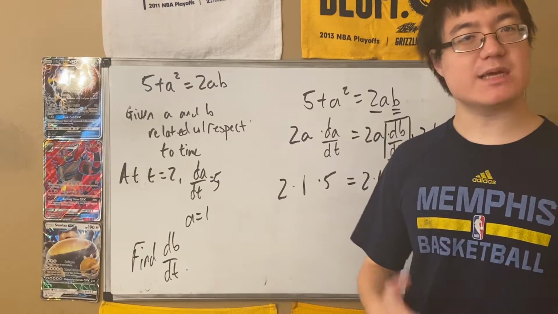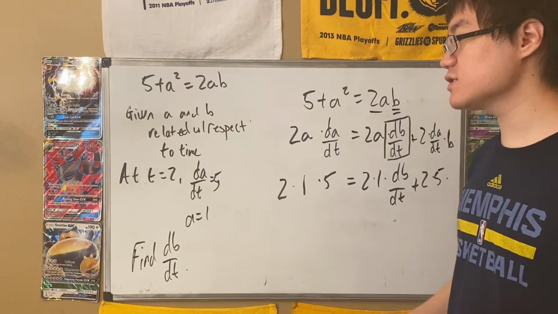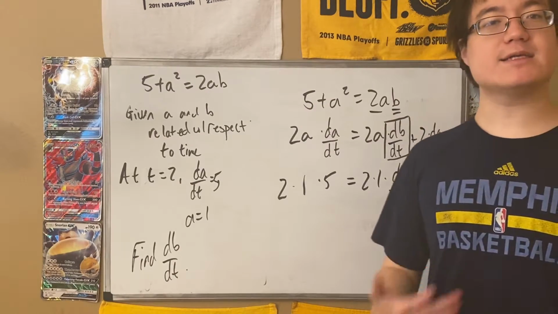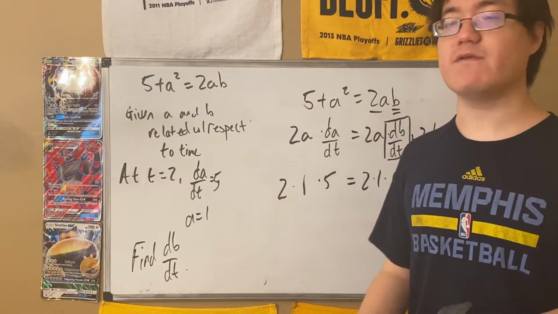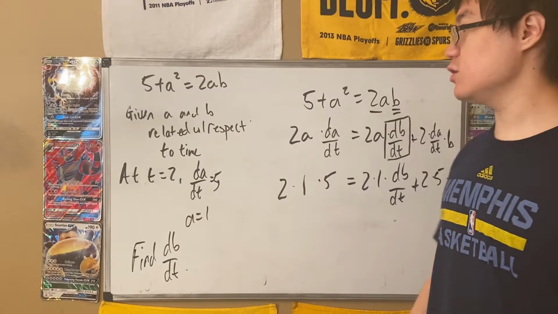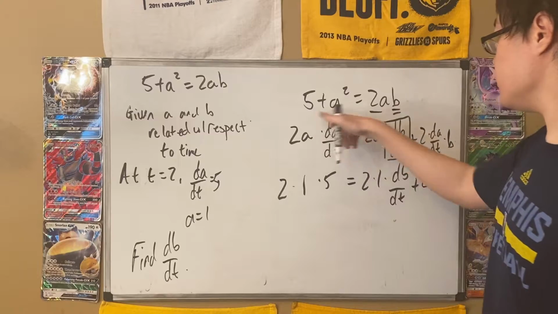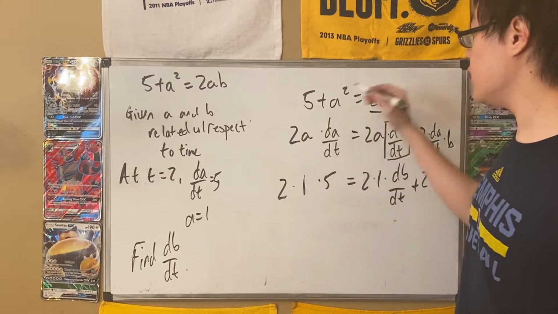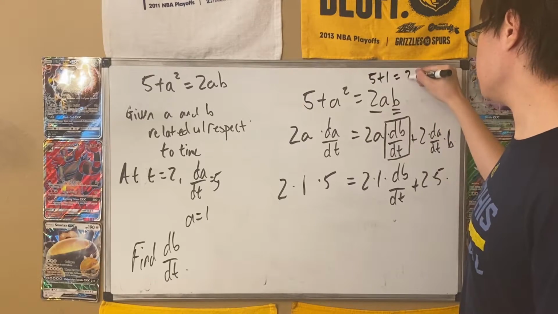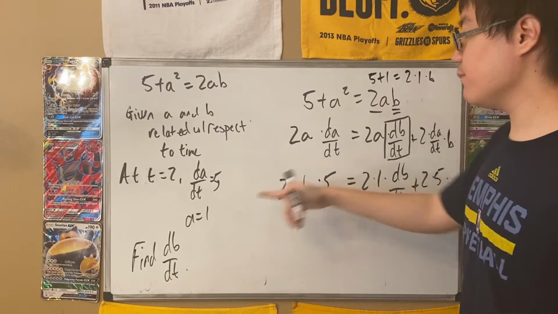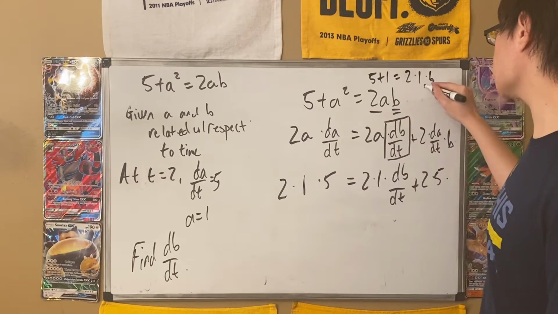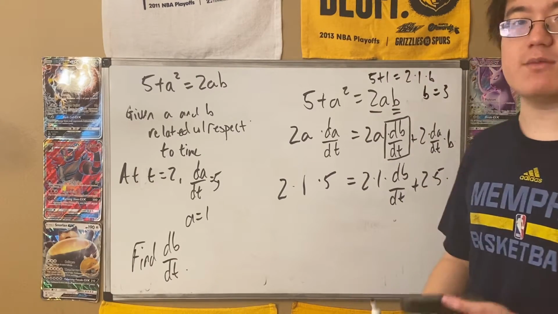Usually on the AP exam, they don't give extraneous information, but in this case they do because they want you to plug in t equals 2 into this b. But remember, our last step is that if you have one last variable to solve for, you don't want to plug in t equals 2 because that's not b. What you do is you use the original equation. If you plug in a equals 1, you'll be able to find b. 5 plus 1 equals 2 times 1 times b. I'm plugging in a equals 1 into this equation so that I can solve for b. It looks like b is equal to 3 because it's 6 divided by 2.